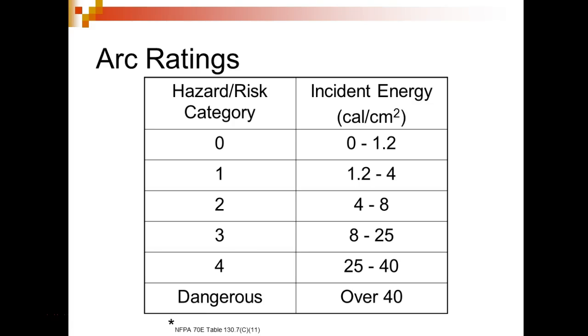And the higher the energy, the more you move up into risk categories. Of course, here you see that the highest risk is category 4. What category do you think we are here? Yeah, we're category 0. Are you okay?